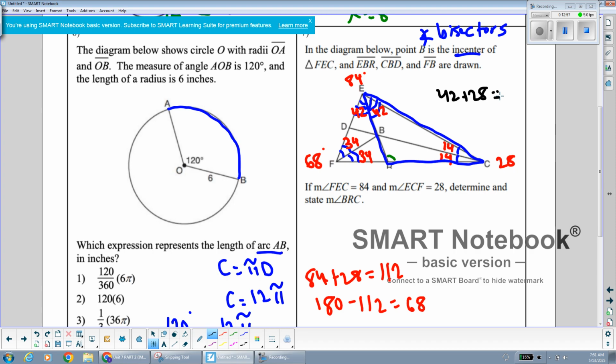And that is 70. And then I can do 180 minus 70, which is 110. And that is the angle measurement that we're looking for.